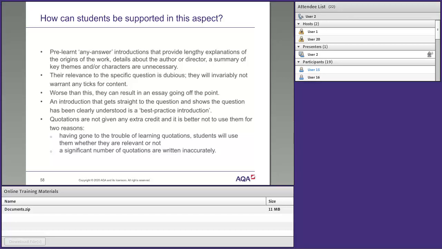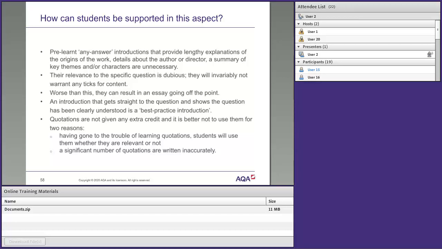An introduction that gets straight to the question and shows the question has been clearly understood is best practice. And again, another starter task: give the students the title and ask them to write an introduction, not writing the rest of the essay, but how they would introduce their ideas, if you like, about that question.